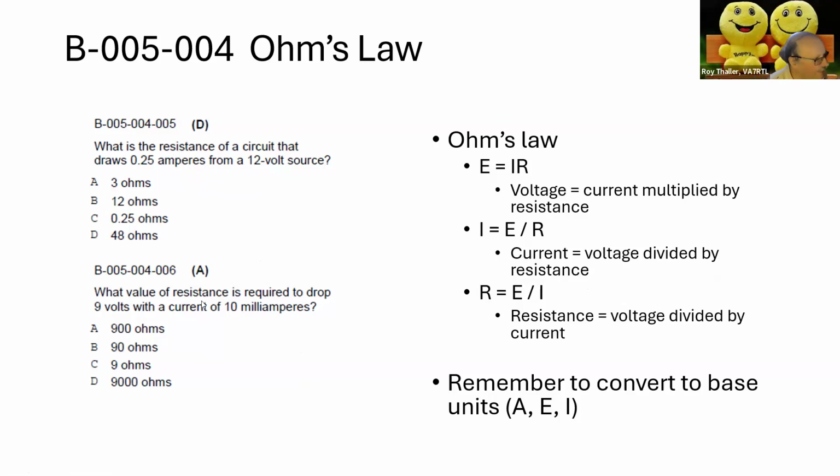Another question, what is the value of resistance required to drop 9 volts with a current of 10 milliamps? So remember here, 10 milliamps, you have to convert to amps before you do the calculation. You have to convert this to a base unit and then plug it into the formula. So A would be the correct answer, which would be 900 ohms.